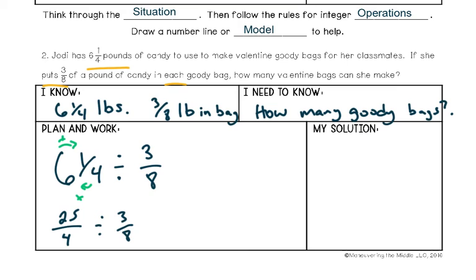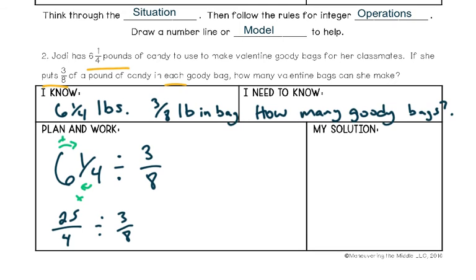But you should remember from that lesson that we never ever divide fractions. Instead, we follow the keep, change, flip. We don't divide fractions. We multiply by their reciprocal, which means their flipped fraction. So we'll keep the 25/4. We will change the divide to a times. I'm going to use the dot for that. And then we'll flip 3/8 to its reciprocal, 8/3.